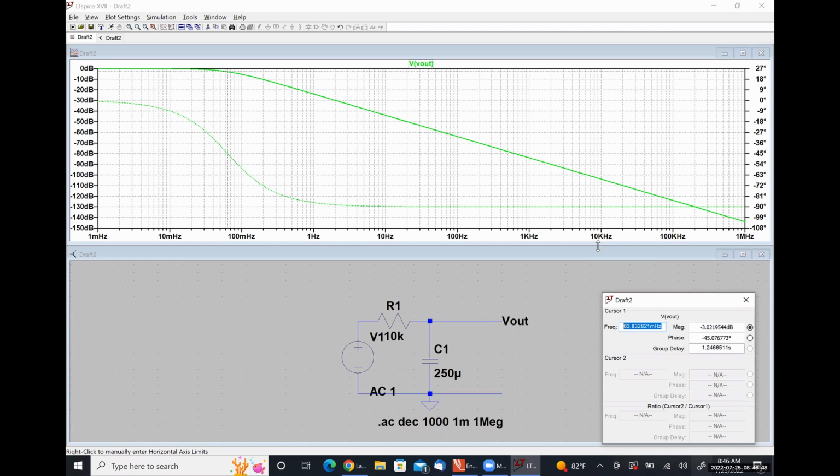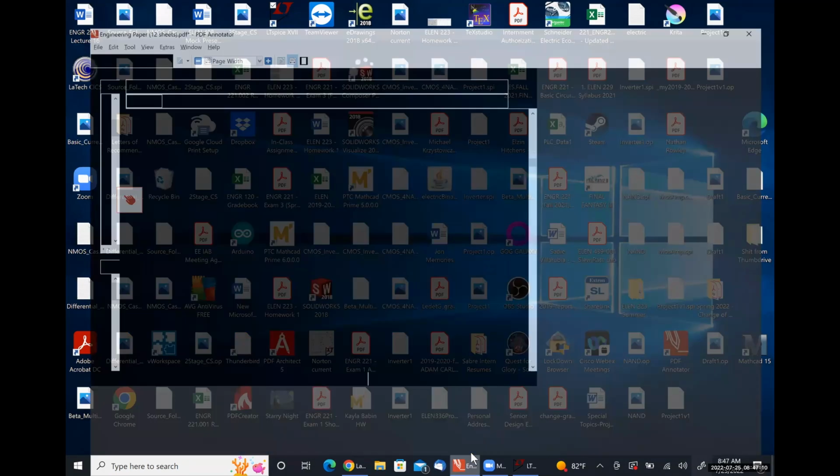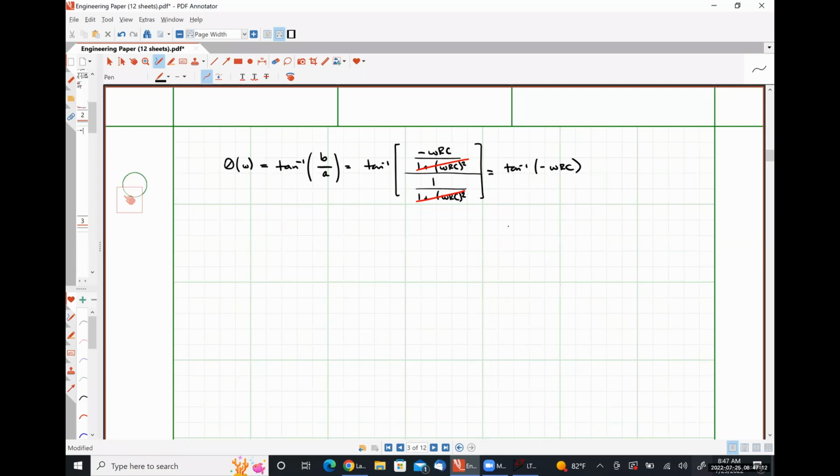All right, so any questions regarding this simulation? All righty, thank you. So let's go back to this stuff. Give me a moment to readjust my setup for writing on the screen again.